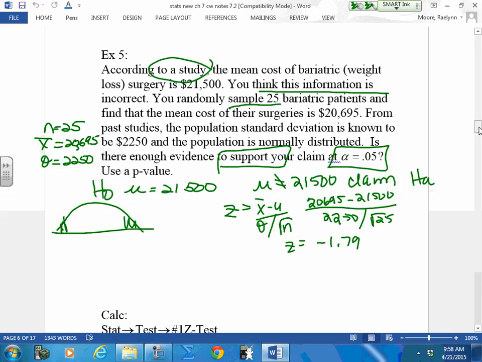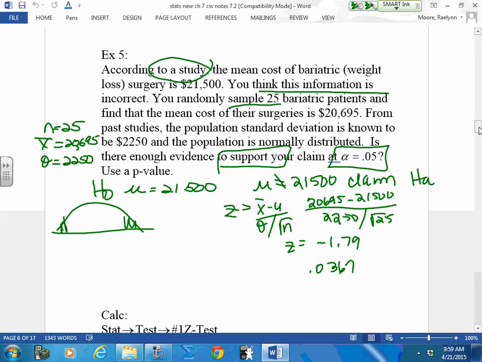How do I find the area? Chart. Okay, go to the chart. Look up negative 1.79. Negative 1.79. Point 367. Okay, go four positions.